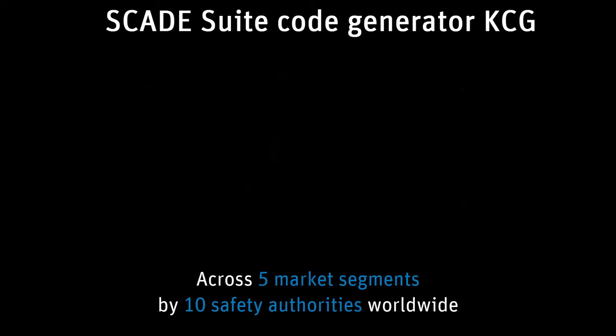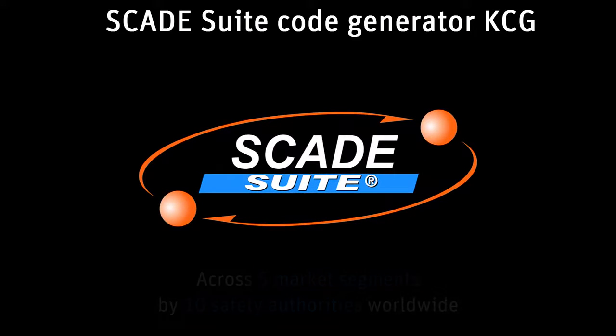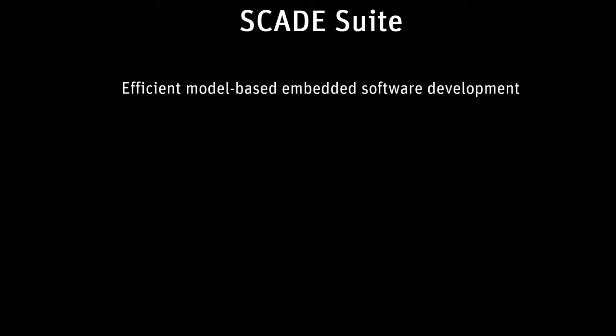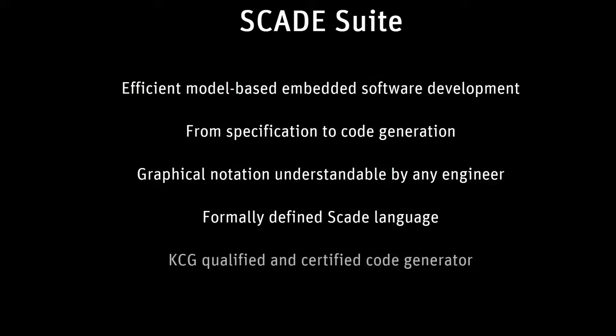This code generator saves verification effort in the coding phase, such as code reviews and low-level testing on the SCADE Suite KCG generated code. As a summary, the SCADE Suite toolchain supports efficient model-based embedded software development from specification to code generation. Models are designed with a graphical notation understandable by any engineer. The notation relies on the formally defined SCADE language. Embeddable code is directly produced with the SCADE Suite KCG qualified and certified code generator.